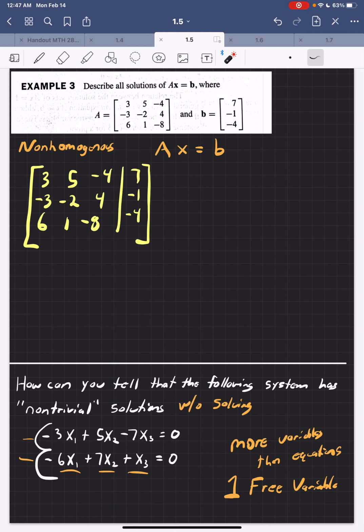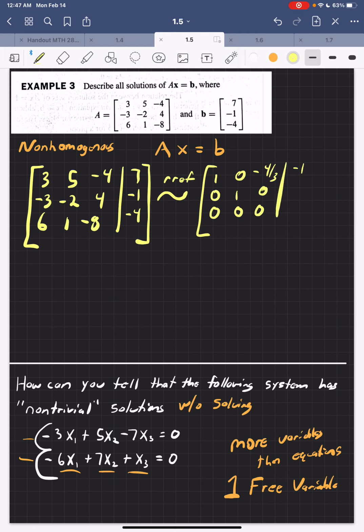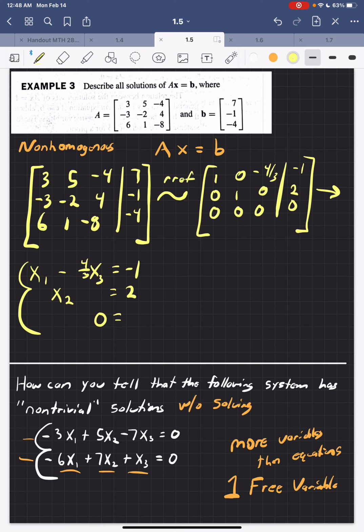Okay, so this is my augmented matrix, and you know where we go from here. We row reduce to echelon form. This is what your calculator should be telling you. Remember, the goal is to describe all the solutions, so we want to get to the general form. So at this stage, I will go back to system form. x sub 1 minus 4/3 x sub 3 equals -1. Here we have x sub 2 is equal to 2. And that last equation is just 0 equals 0.